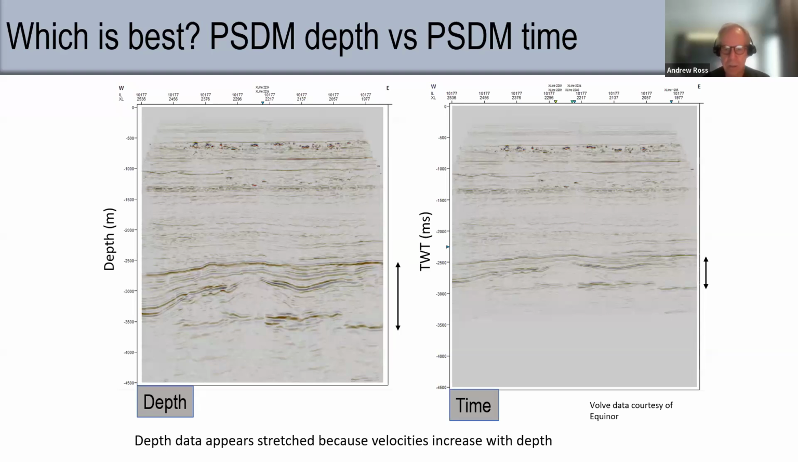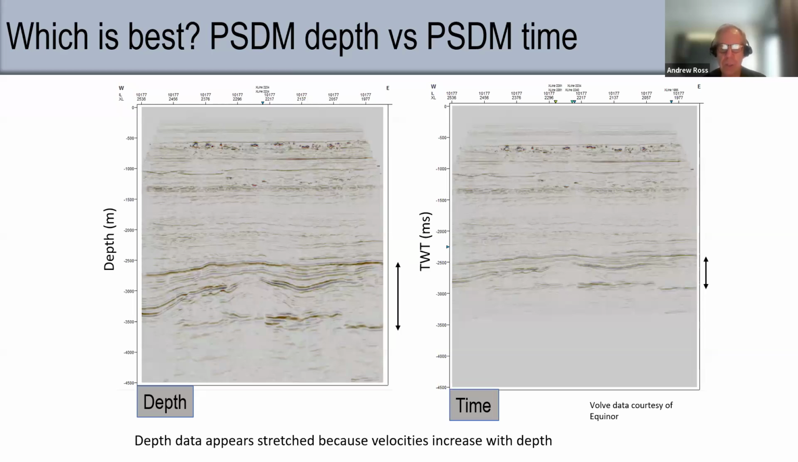And you can see that the left-hand side is depth data, so PSDM depth, and then the right-hand side is the same data set but converted back to time. So we've used the velocities that have been used for the PSDM, and we've converted the depths back to time. And you can see that there's a difference. Okay, the depth data is stretched. You can also see that the shape of the seismic is changed.